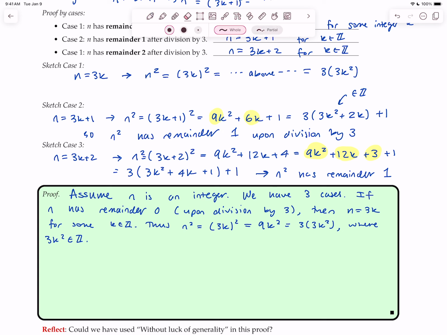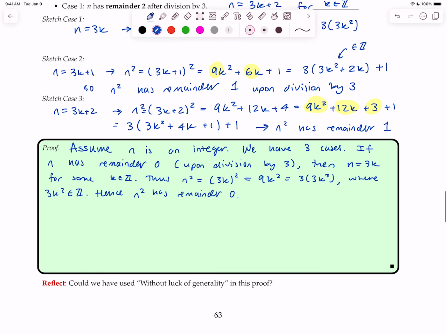And you could say, hence, n squared has remainder 0. I'm going to drop the upon division by 3 because it's clear from context that I mean upon division by 3 because I've already stated it above. If you're ever worried, you can always just make it clearer and write upon division by 3 every time. That's also okay. All right, we did one case. Let's do the next one.